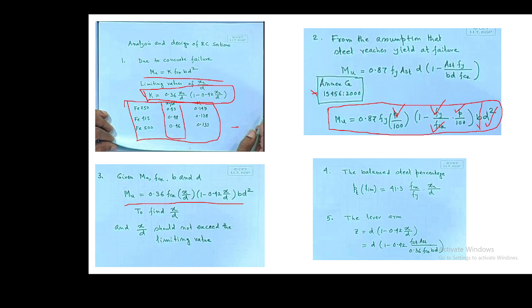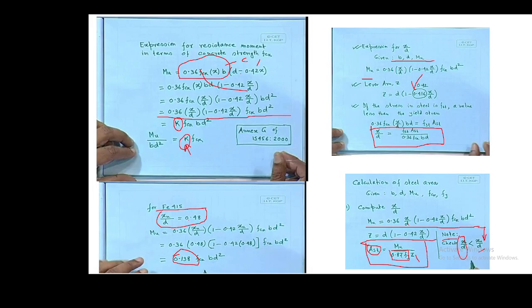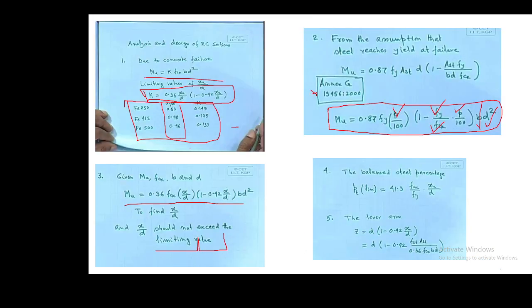Okay, it should not exceed the limiting value, as I also said here. Then for the balanced section, the limiting percentage can be directly calculated by this formula. Okay, and the lever arm is like this. This is expanded because XU by D we know, which is 0.36 FCK BD, which is also expanded here.